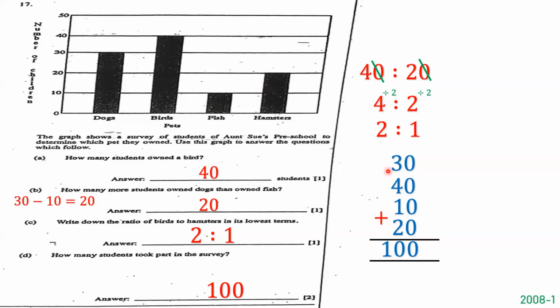And so that means we have 30, 40, 10, and 20. So we have 0 plus 0 plus 0 plus 0, which is going to be 0. 3 plus 4, that's going to be 7. 7 plus 1 is 8. And then 8 plus 2 is 10. So the answer here is 100 students took part in the survey.